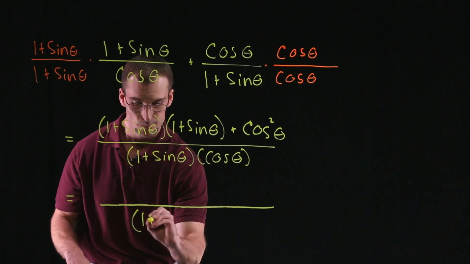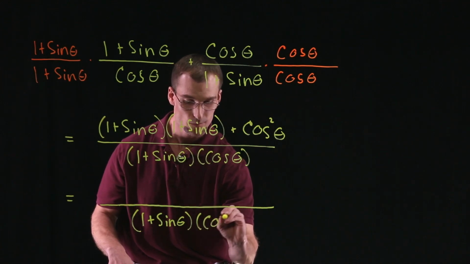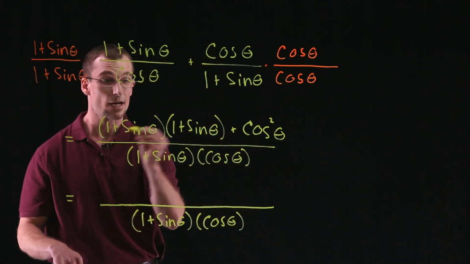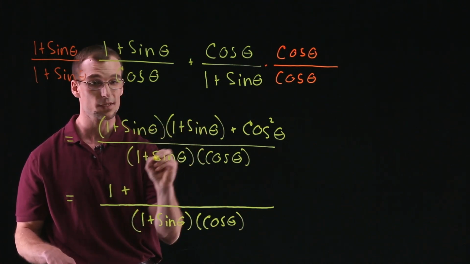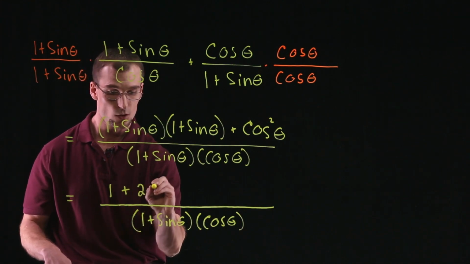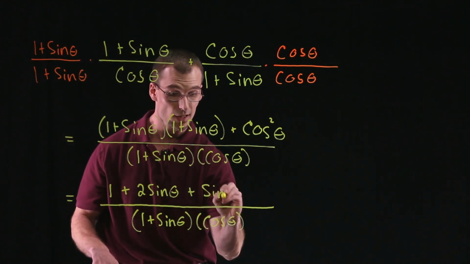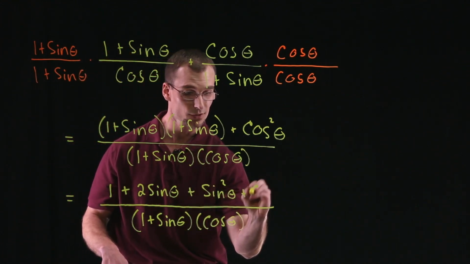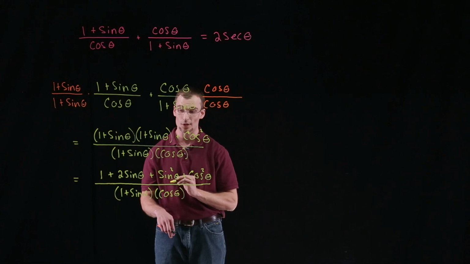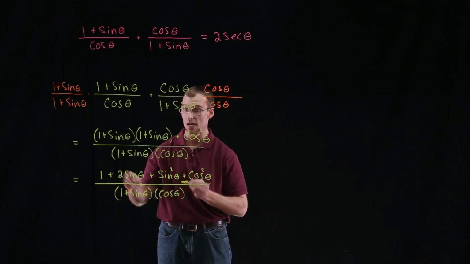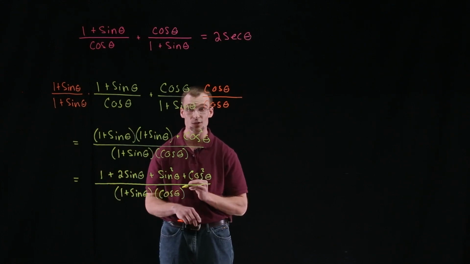So again, the denominator is (1 plus sine theta) times cosine theta, and our numerator, just foiling out, 1 times 1 is 1, plus 1 times sine theta and sine theta times 1, or 2 sine theta, plus sine times sine, or sine squared theta, and plus cosine squared theta. Now, algebraically, what we would first look at is can we combine anything, mainly looking at common terms. But we don't have that. We have 1 plus 2 sine theta plus sine squared theta plus cosine squared theta.